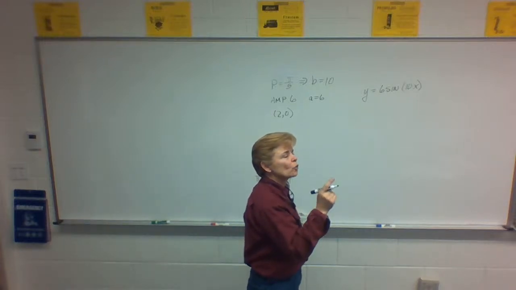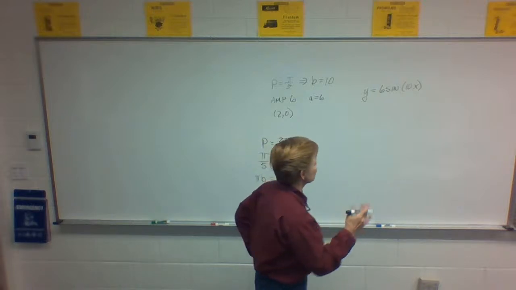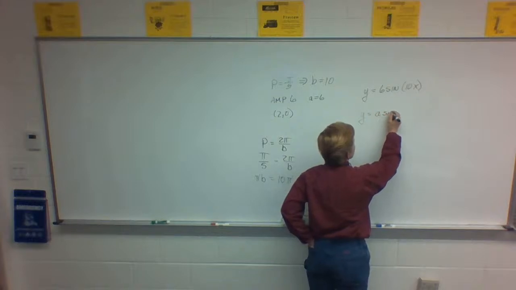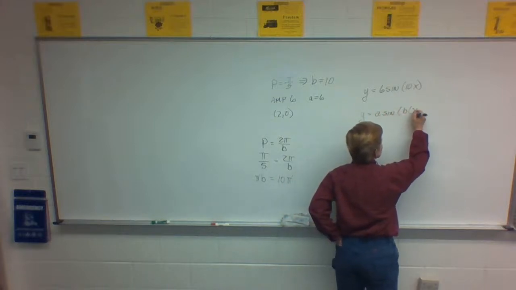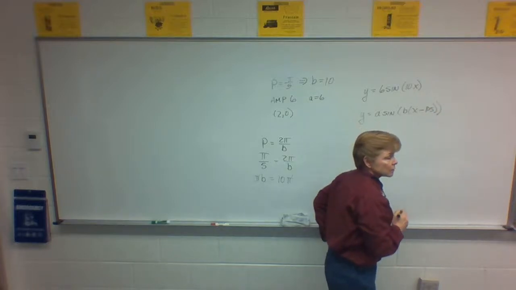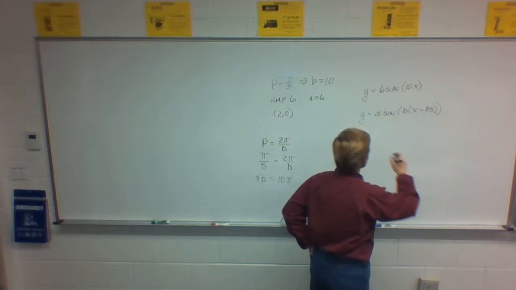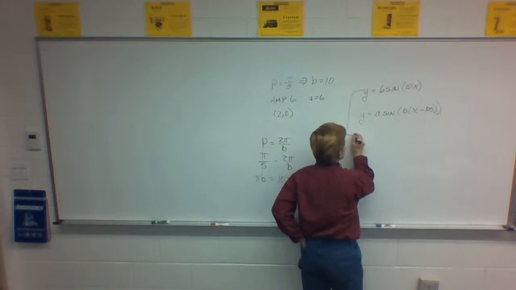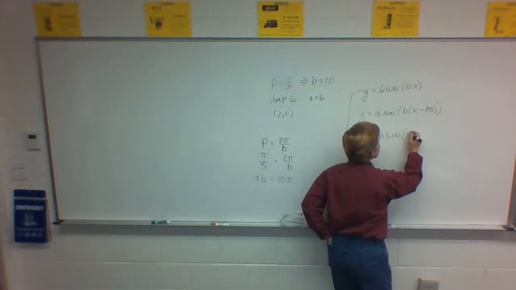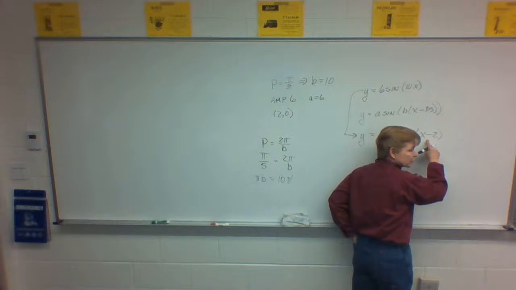People, let me remind you, when you have a phase shift, the easiest way to write it and deal with it is this way in general: y equals A sine B times (x minus the phase shift). So to make that apply here, it would be y equals 6 sine (10 (x minus 2)), because that will shove the thing to the right too, which is what we want.